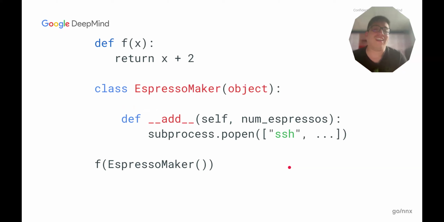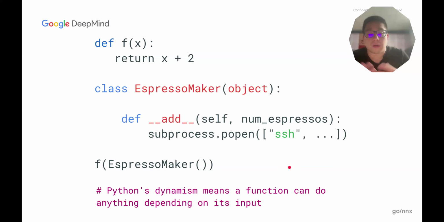Imagine you define something that you expect to be in the mathematical realm, and then the object is just trying to make an SSH connection. This is due to Python's dynamism. Because Python is very dynamic, a function can do anything depending on its input. That's why Python is slow compared to Go, Rust, or any of the compiled languages: before you execute or interpret your code, this function can do anything.